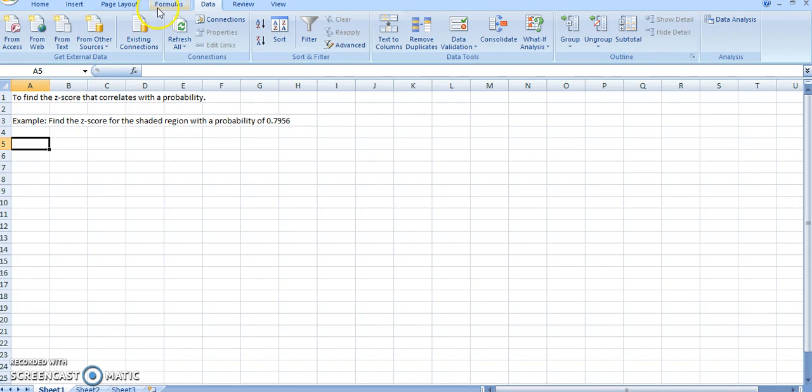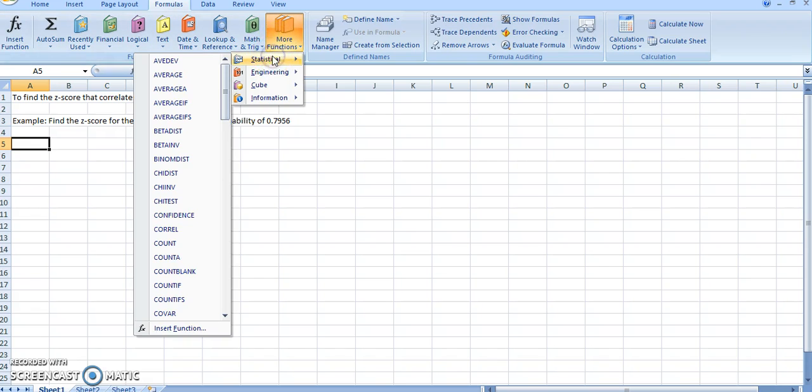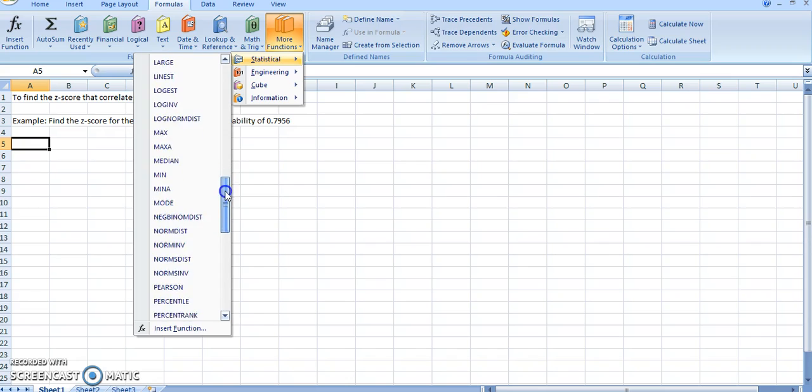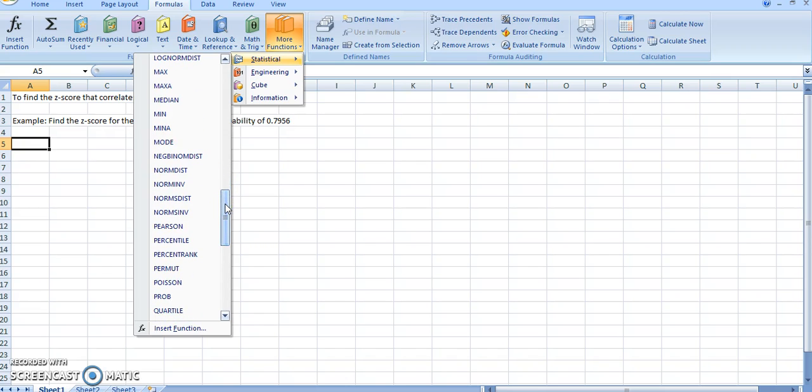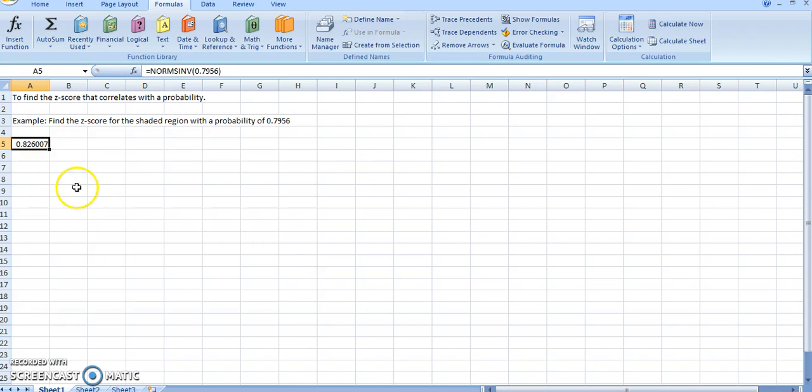So you go up here to formulas, you want more functions, statistical, and you're going to scroll down. Because this is assumed to be a normal distribution, a standard normal distribution, then we use the ones with the S. And I use the norm S inverse. Notice if I scroll over it, it will tell me what it's for. It also lists it here. My probability is 0.7956. I type it in, and this is my corresponding z-score.